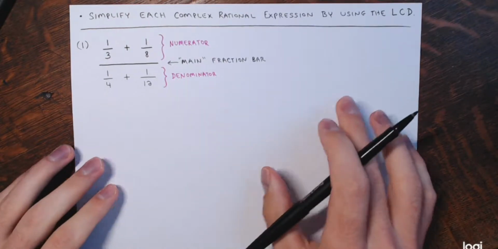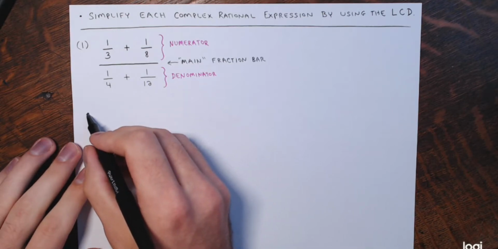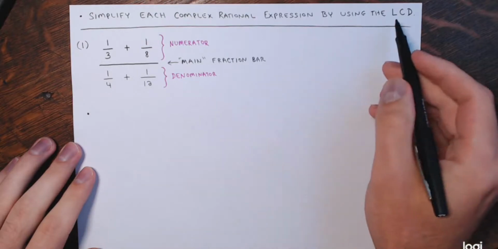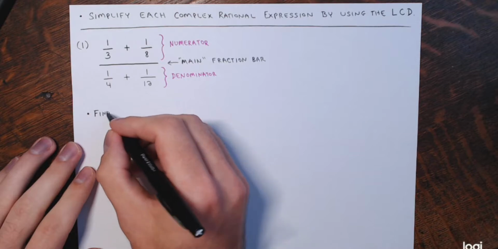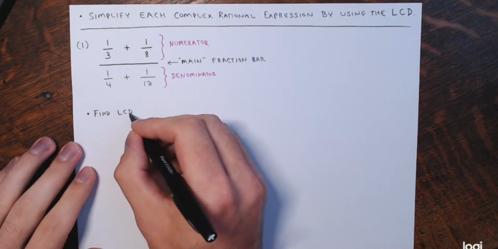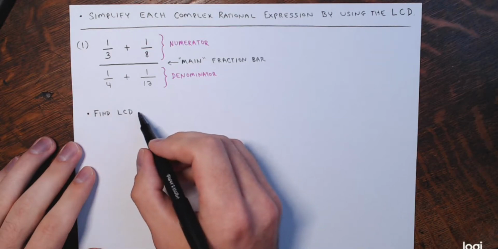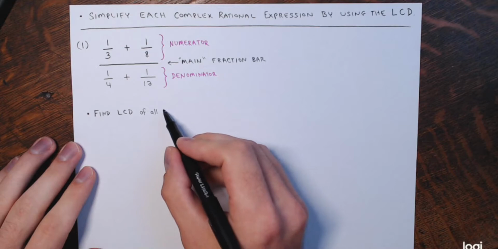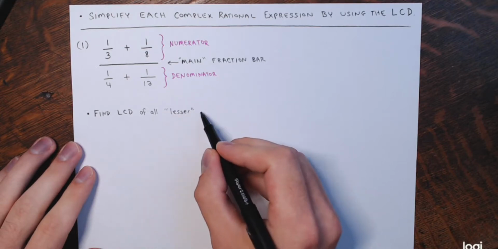Again, I pointed out the steps to you. The first step in simplifying the complex fraction using the LCD is to find the LCD, or the least common multiple of all the lesser denominators.